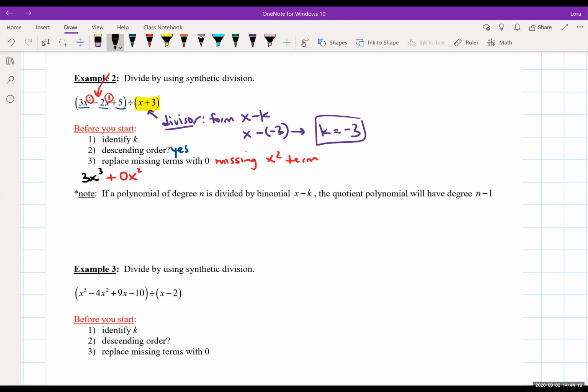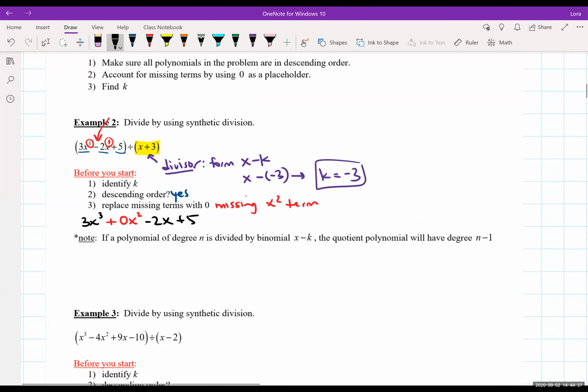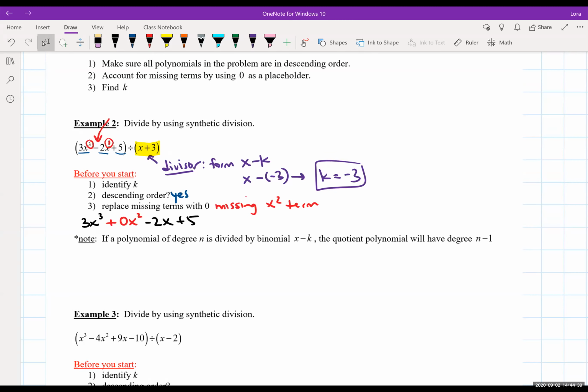3x cubed plus 0x squared. We have minus 2x and then plus 5. So now we have that dividend in descending order. All the missing terms are accounted for. Our divisor does not have any missing terms, so we're good to go there. So we are almost there. Now we can do our synthetic division we've all been waiting for.